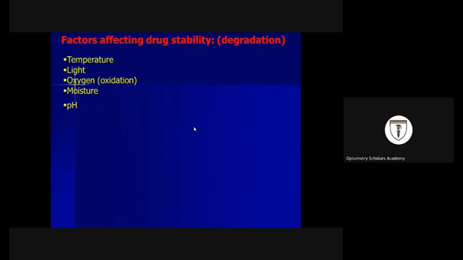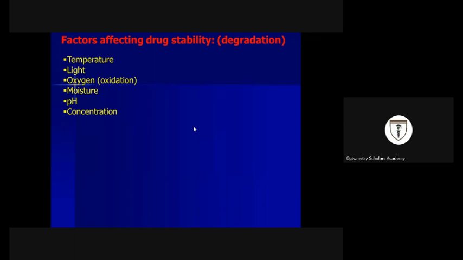So these are the factors that affect drug stability. Number one is temperature. If you read the leaflets of drugs, you see most of them say keep at room temperature or keep at a temperature not more than 30 degrees. You understand? Most of these drugs have a particular temperature for storage. So temperature can affect the stability of a drug. When you keep it outside the temperature required for the drug, it begins to lose its quality and strength.